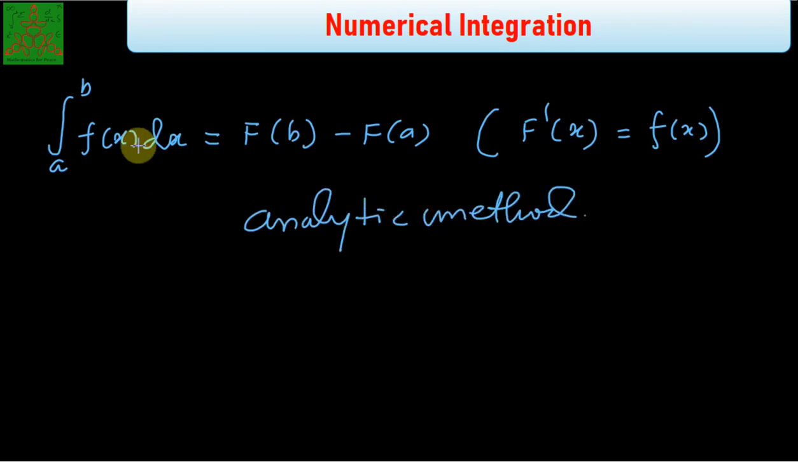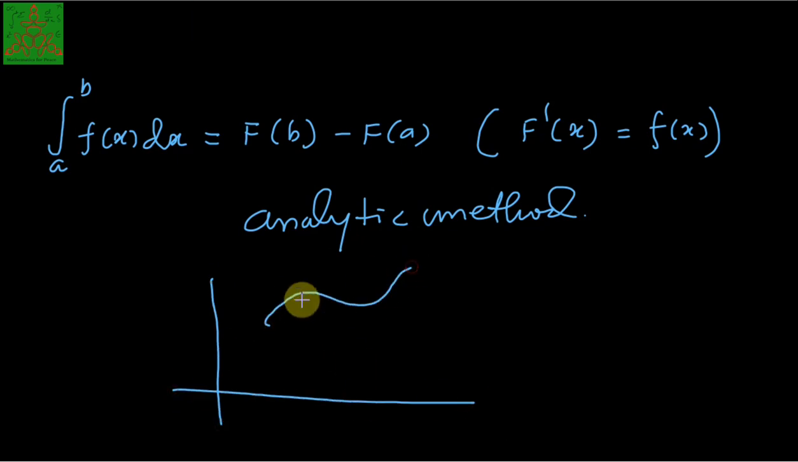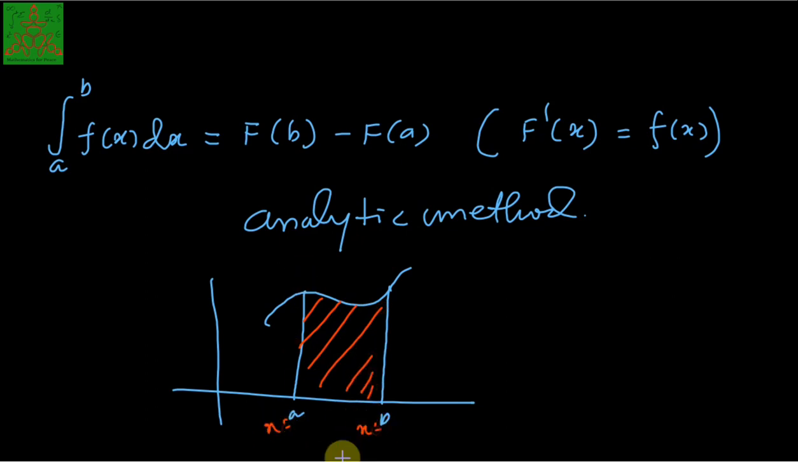Geometrically, this definite integral represents the area under the curve. That means if this is the curve and this is your interval AB, then this area, which is under the curve and bounded by the line x equal to a, the line x equal to b, y equal to 0, that is the x axis, and the curve y equal to f of x, is represented by the integral from a to b of f of x dx.